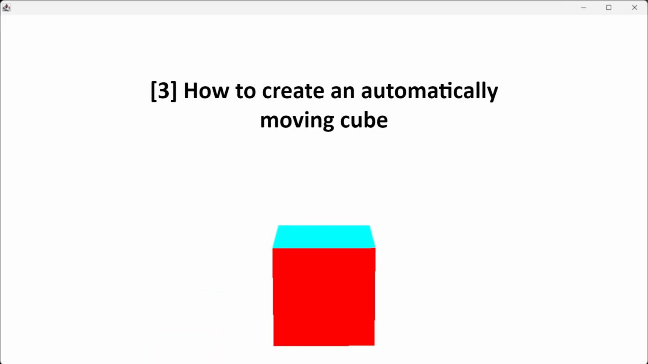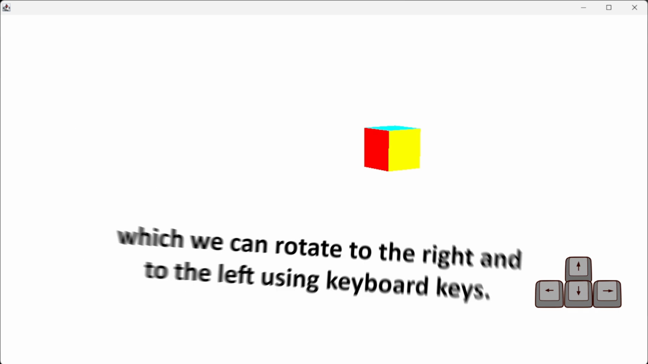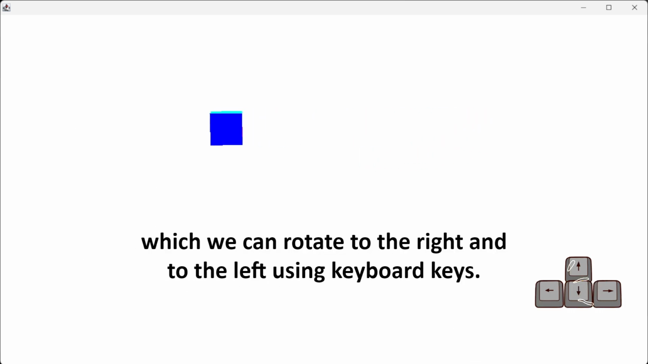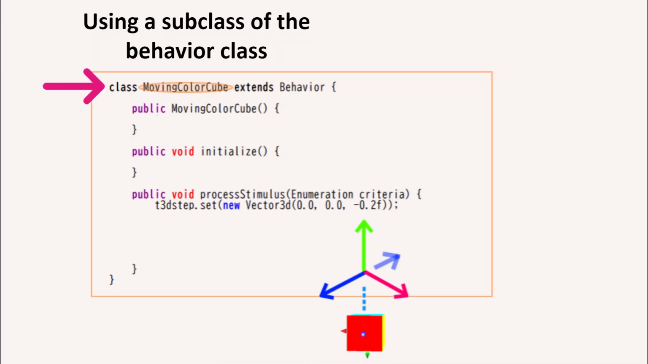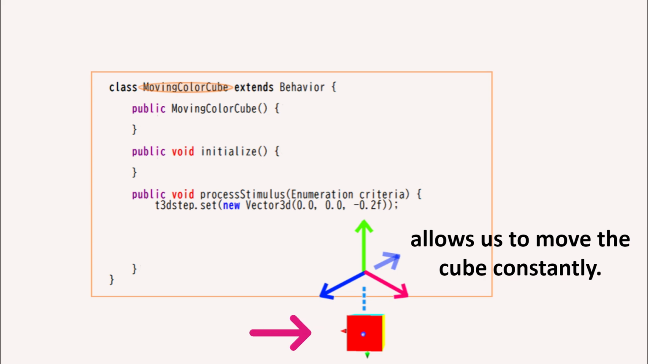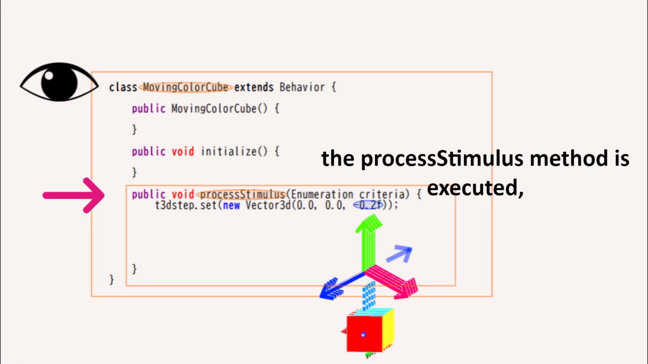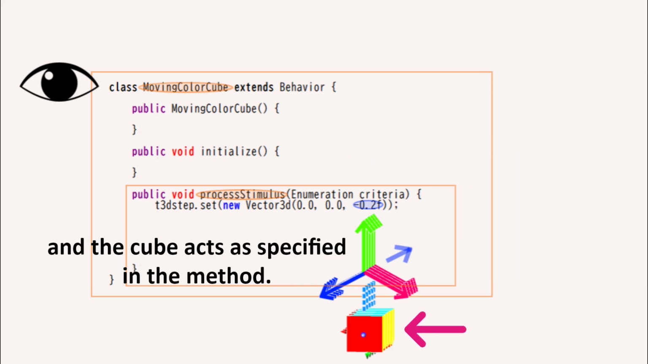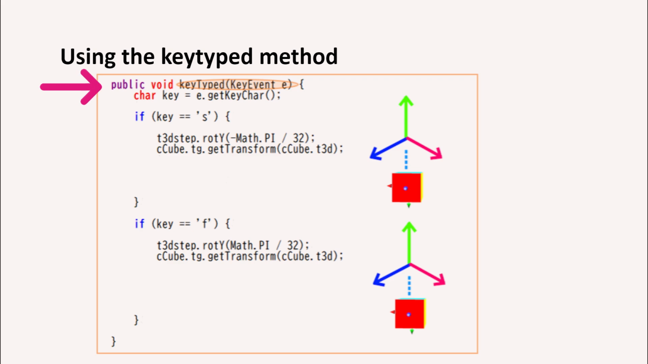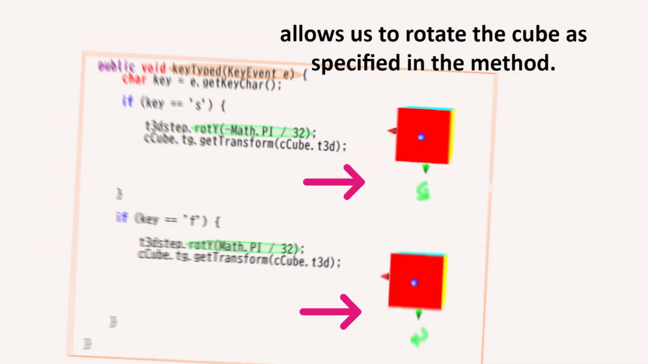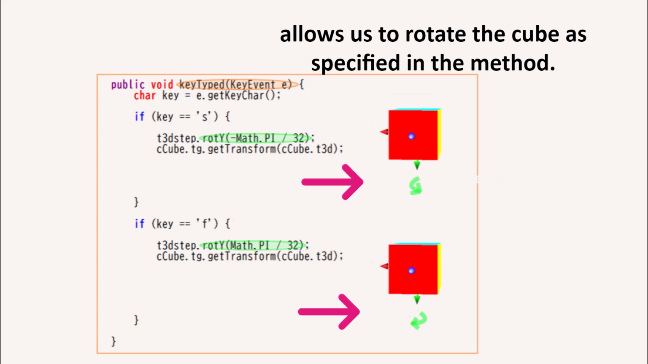3. How to create an automatically moving cube, which we can rotate to the right and to the left using keyboard keys. Using a subclass of the behavior class allows us to move the cube constantly each time the moving color cube object is awakened. The processStimulus method is executed, and the cube acts as specified in the method. Using the keyTyped method allows us to rotate the cube as specified in the method.